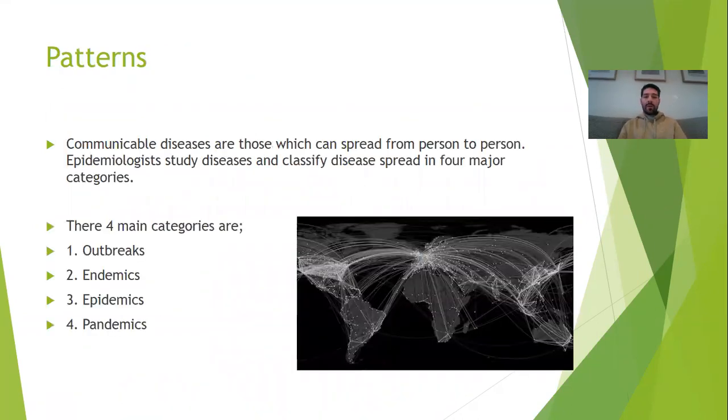So first of all, communicable diseases are those which can spread from person to person. And an epidemiologist will study these diseases and they've classified them in four major categories. So diseases are either categorized as outbreaks, endemics, epidemics, or pandemics. And I'm sure they're words you've all heard over the last couple of months.